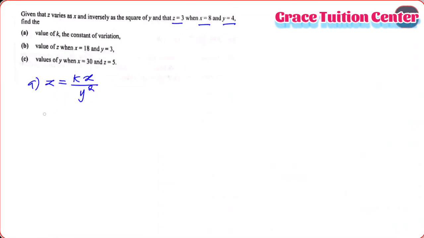So where there's z, I put 3, so I'll say 3 is equal to, I put k there. Where there's x, I put 8. And where there's y, I put 4. Don't forget to square, because it says it varies inversely as the square of y. So since I have a fraction on this side of the equal sign, I will introduce a fraction on the other so that I can easily cross multiply.